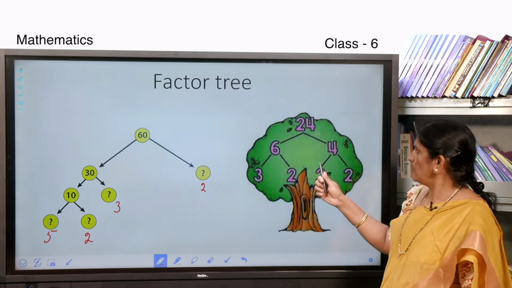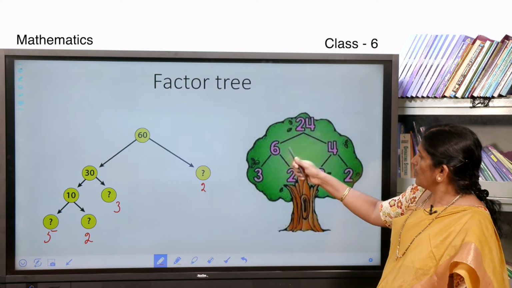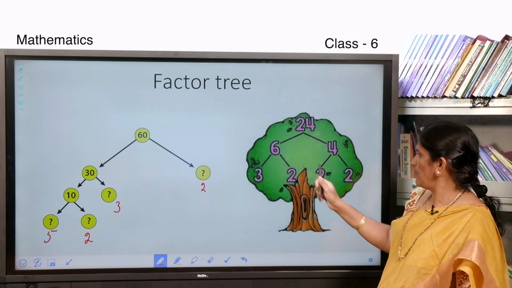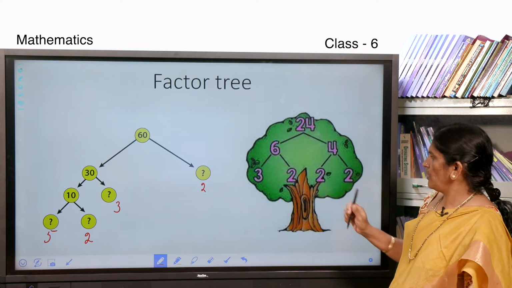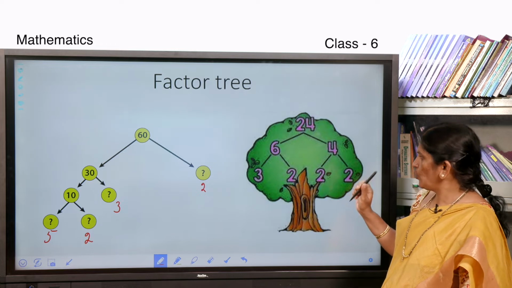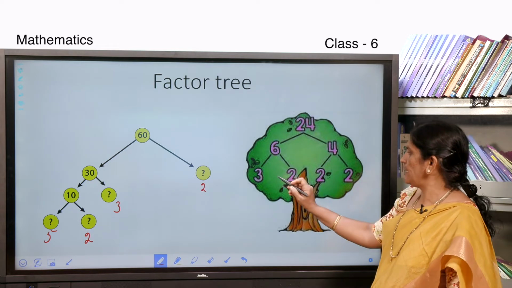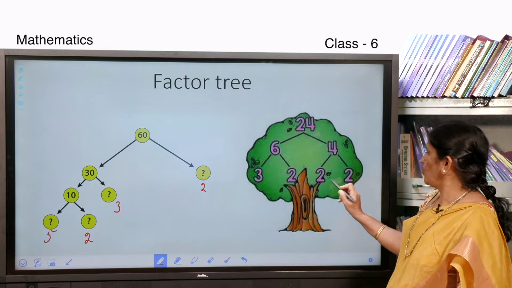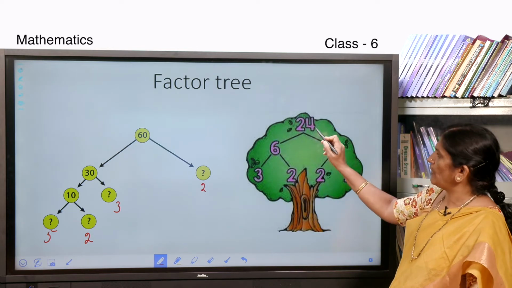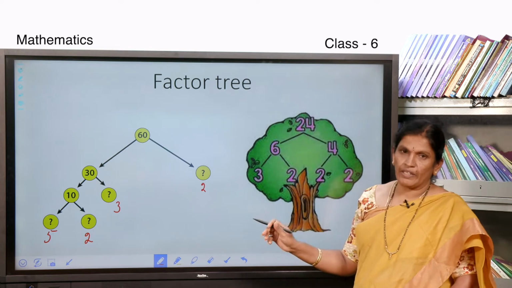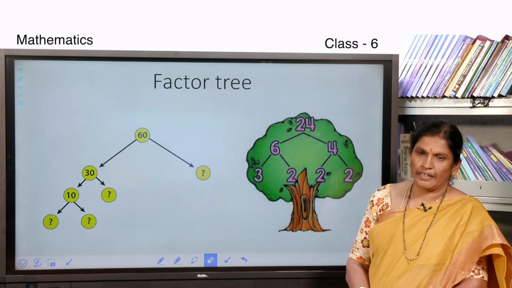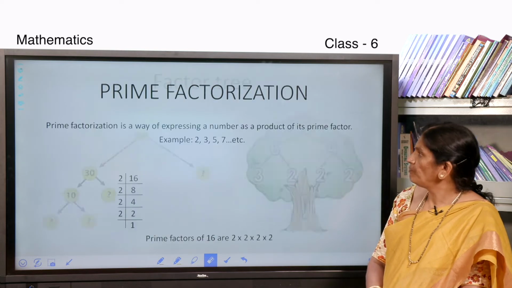See, here is one more example, 24. 6 into 4 is 24, 3 into 2 is 6, 2 into 2 is 4. 6 into 4 is also 24, but 6 and 4 are composite numbers. Today we are considering only prime numbers, that is 3 into 2 into 2 into 2. 3 2s are 6, 6 2s are 12, 12 2s are 24. So we get the number as a product of prime numbers. Today we are learning prime factorization.